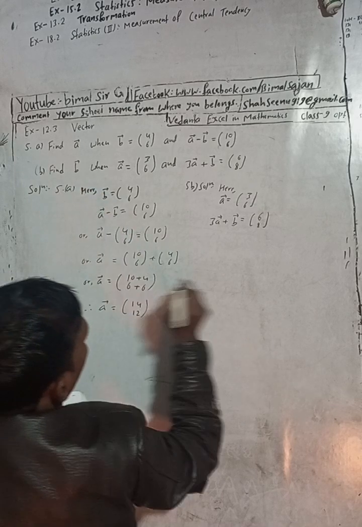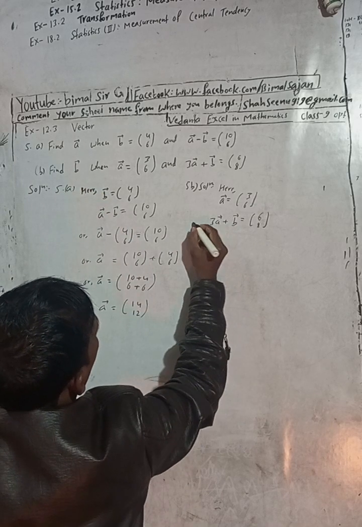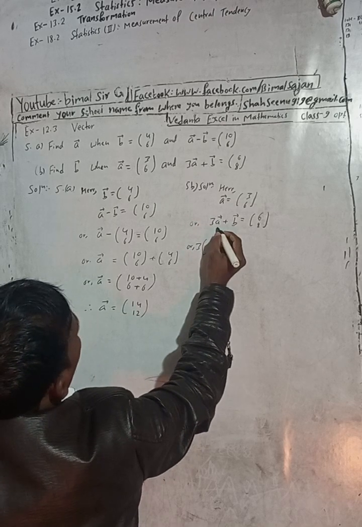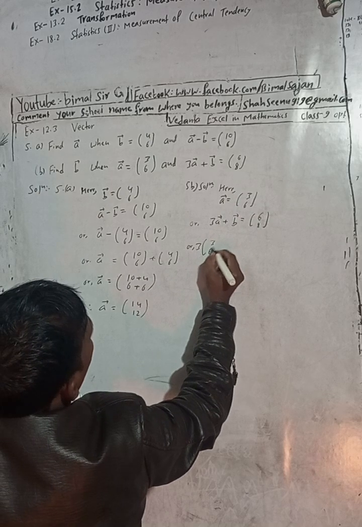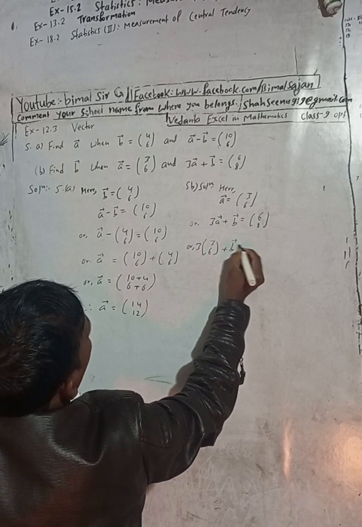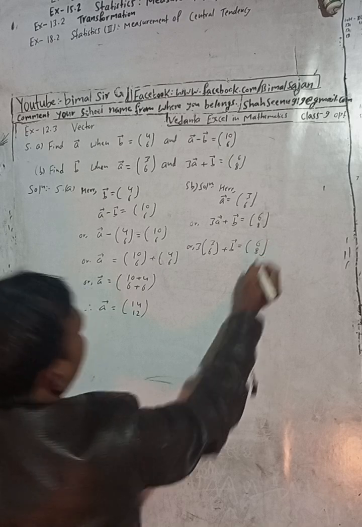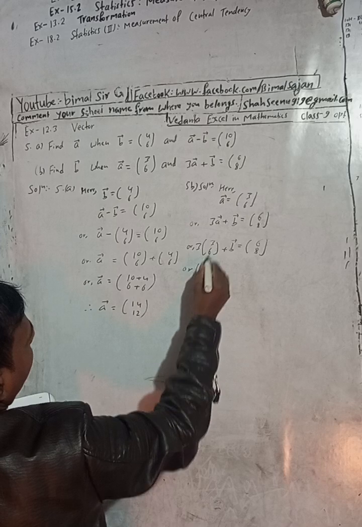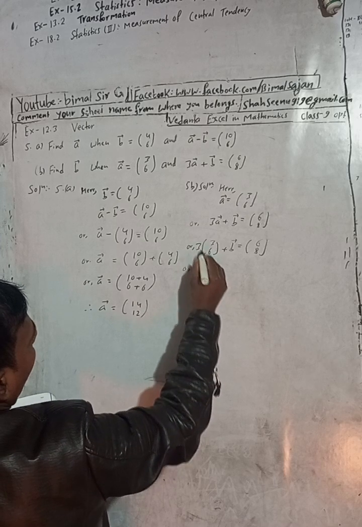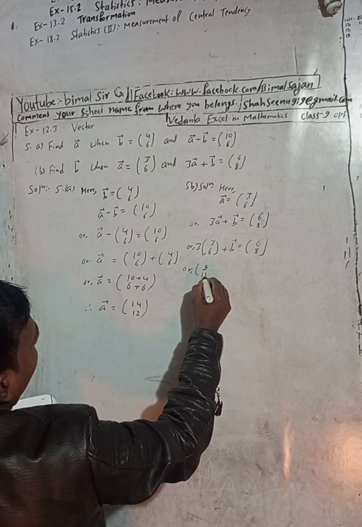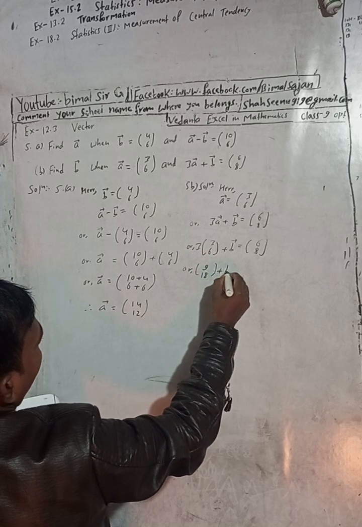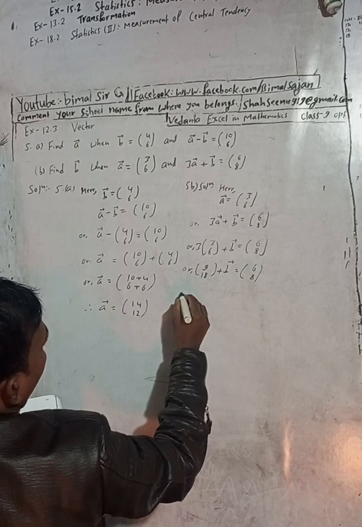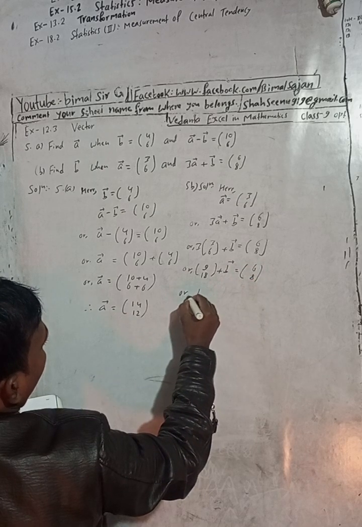Now what I can do here? I have to find B vector. So this 3 as it is, in place of A vector, 3, 6 plus B vector as it is, and 6, 8 as it is. Now 3, 3 are 9, and 3, 6 are 18. 9, 18 plus B vector is equal to 6, 8.